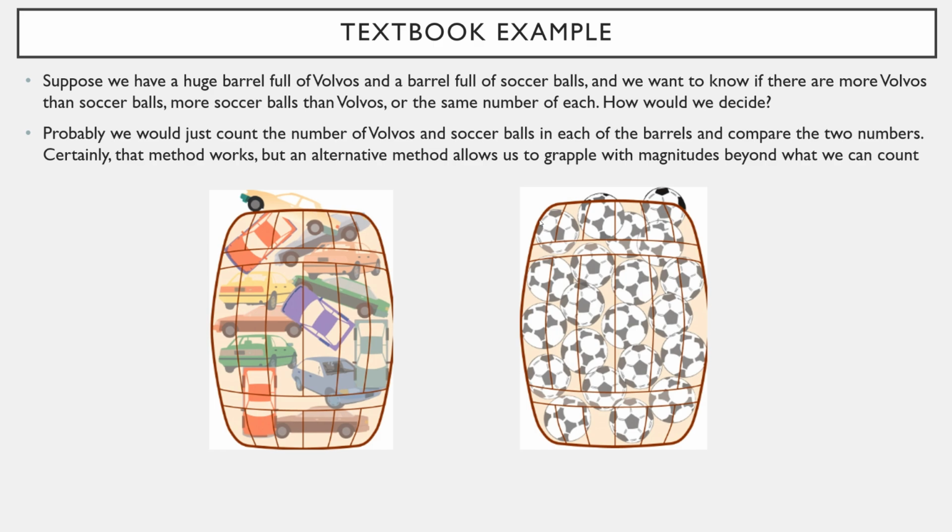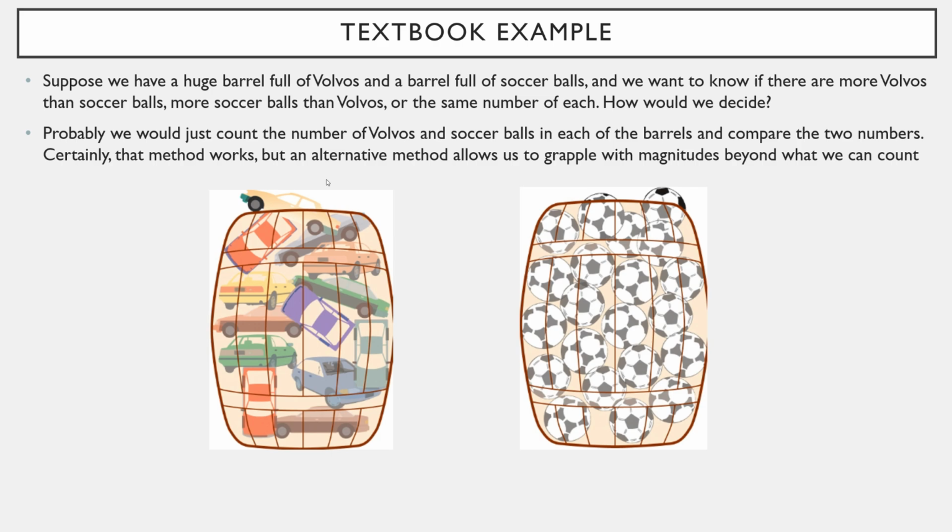Here's a textbook example to illustrate the idea of a one-to-one correspondence and how we're going to eventually use it. Suppose you have a huge barrel of these Volvos, these cars, and a barrel full of soccer balls too, and we want to know if there are more Volvos than soccer balls, more soccer balls than Volvos, or the same number of each. How can we decide? Well, you could just count the number of Volvos and soccer balls in each barrel and compare the two numbers. I didn't actually count these, but let's say there are 10 Volvos and 10 soccer balls. You're like, oh, they're even. Certainly that method works.